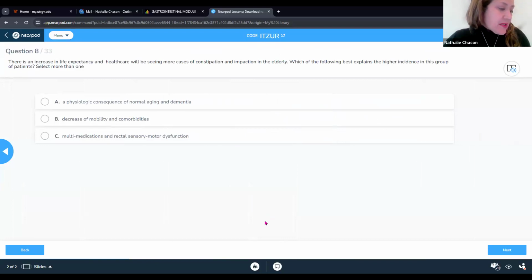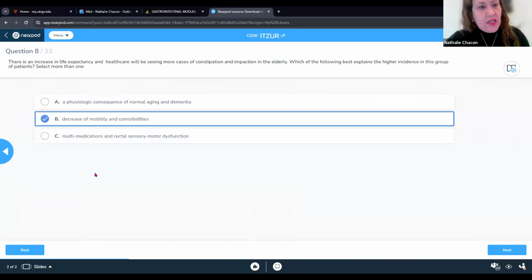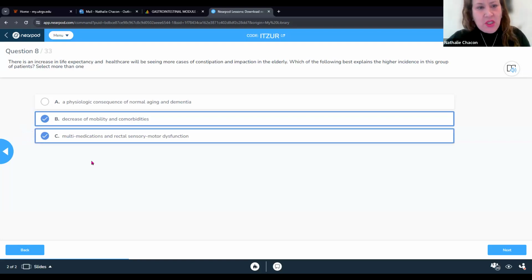The other thing, there is an increase of life expectancy right now. So we have more constipation in the elderly. And you're going to see that constipation in the elderly has to do with decrease of comorbidity. There is an error here. It has to say decrease of mobility and increase of comorbidity. Sorry about that. And the other thing is that our elderly have so many medications, and those medications produce rectal motor and sensory dysfunction. That's part of the pathophysiology of constipation.